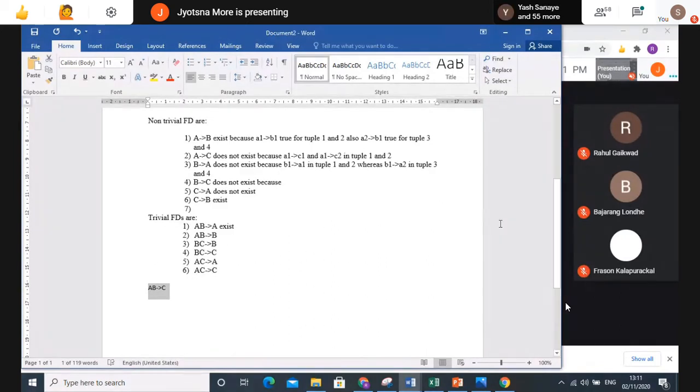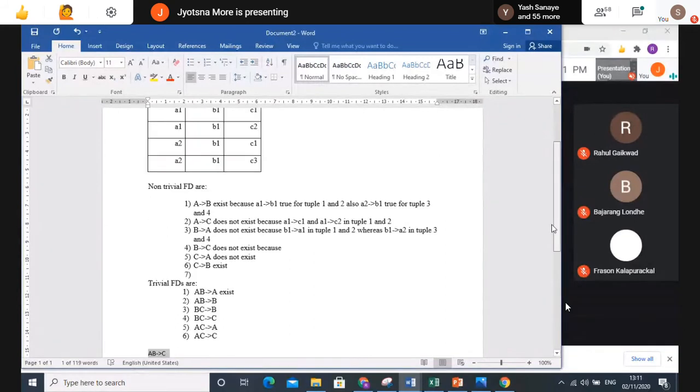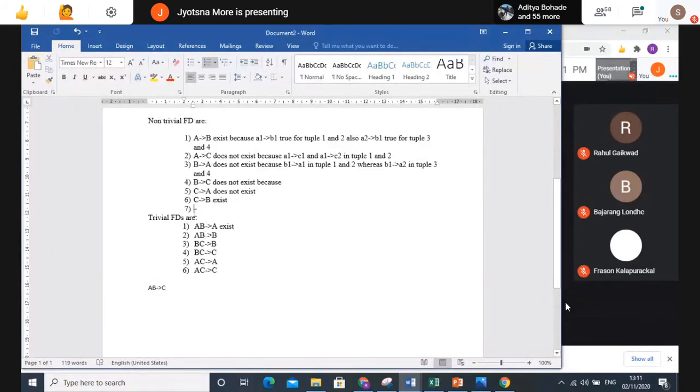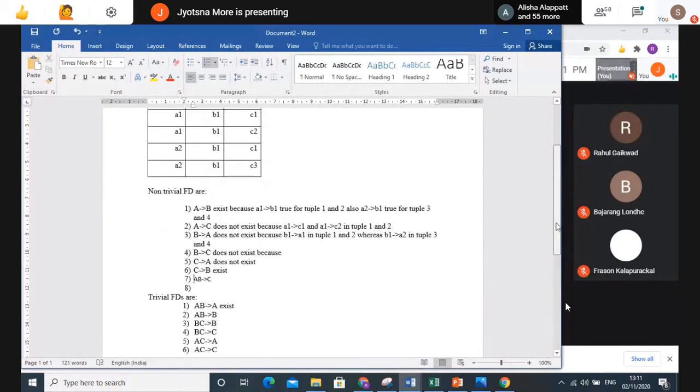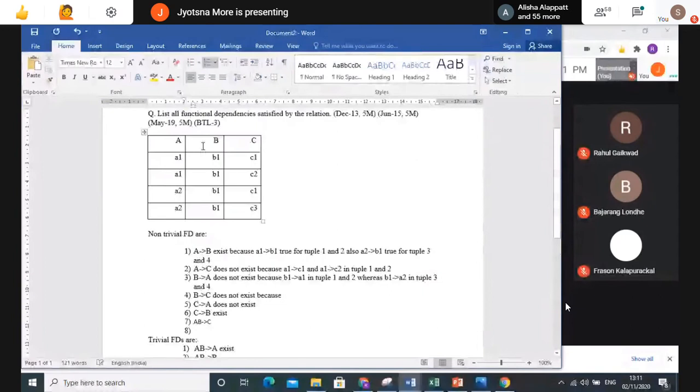We can check that functional dependency as non-trivial, correct? I'm getting AB determines C if we put AB determines C. So is it possible? Does not exist. Why? We will check. A1 B1 C1, A1 B1 C2, A2 B1 C1, A2 B1 C2. So it does not exist. Okay. Any other combination we left? Did we miss any other combination?